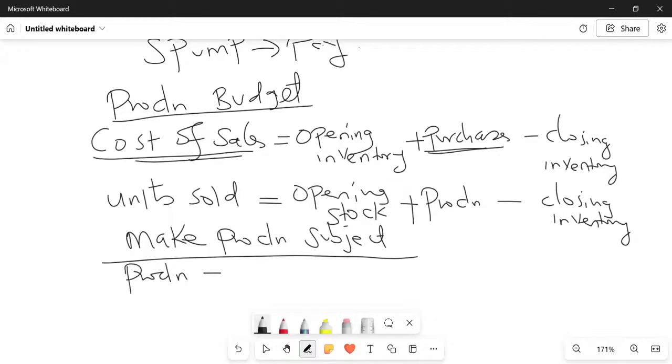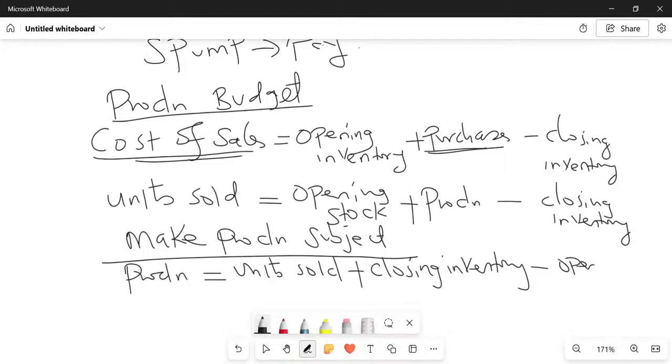So production budget will be equal to units sold plus closing inventory, because I'm taking this to the other side, but opening stock here is positive. When it crosses the equals, it becomes negative: minus opening inventory. Remember, inventory and stocks are one and the same.